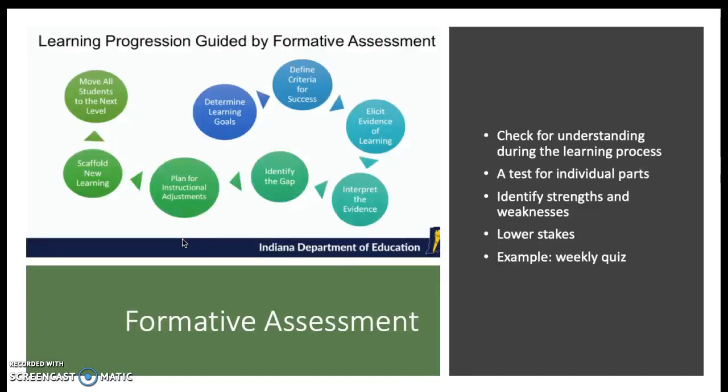A formative assessment. Formative assessment is a check for understanding during the learning process. A test for individual parts, an example would be a weekly quiz. It identifies strengths and weaknesses, and it's very low stakes.